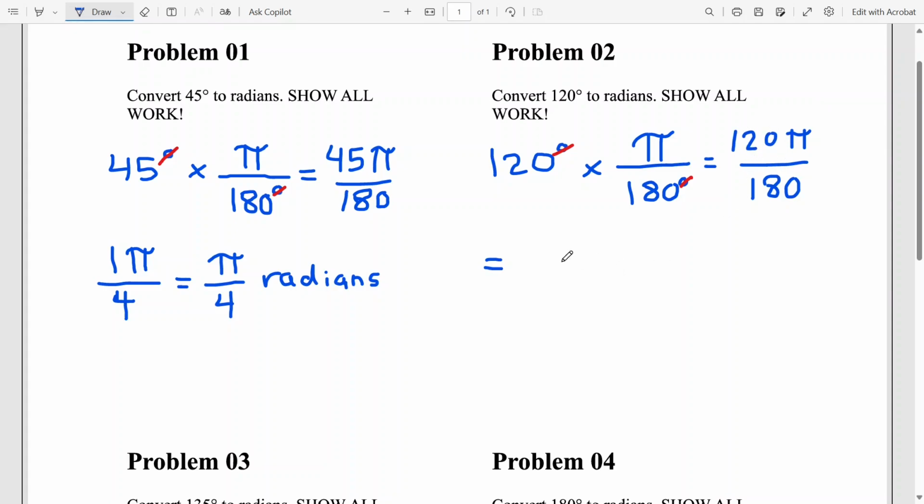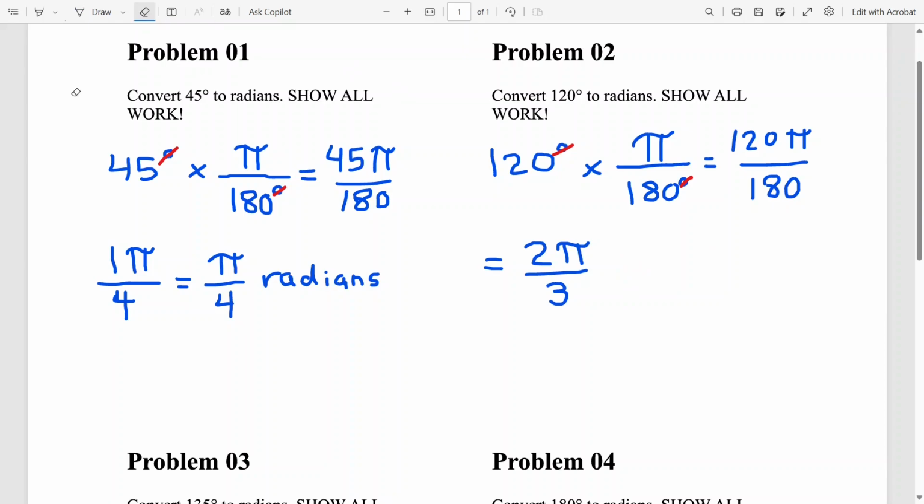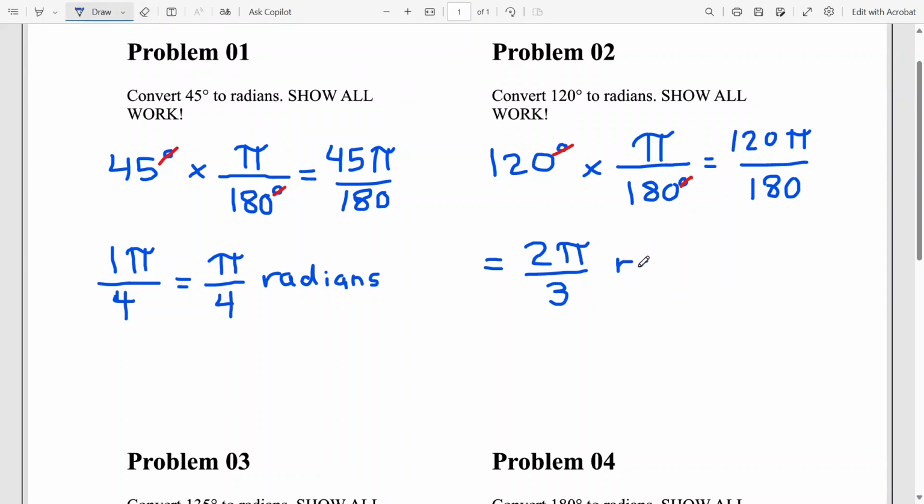So 120 divided by 60 is 2. So we have 2 pi on top over 180 divided by 60 is 3. So 2 pi thirds or 2/3 pi radians. Actually, don't need to put an equal sign there. We're just going to label this 2 pi thirds radians. Is our solution to this problem.